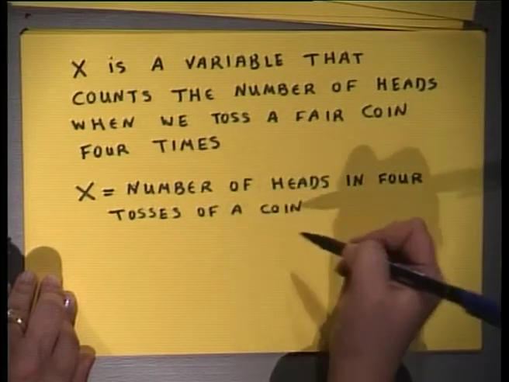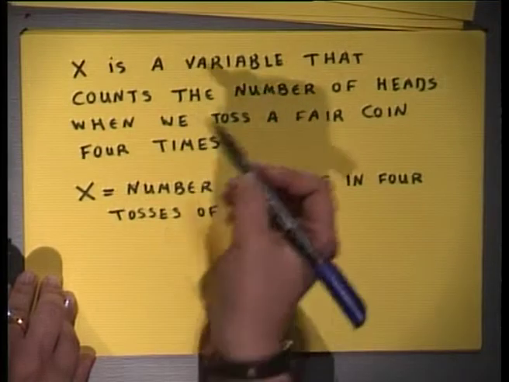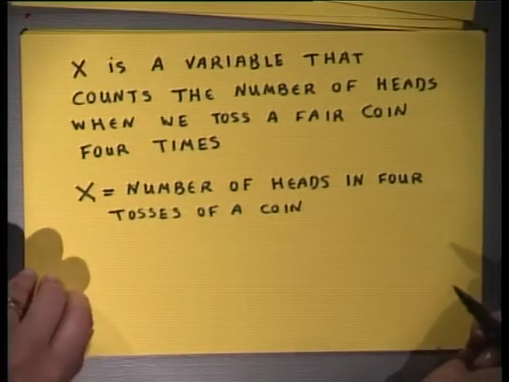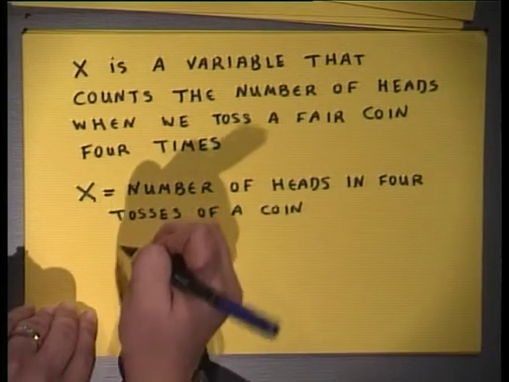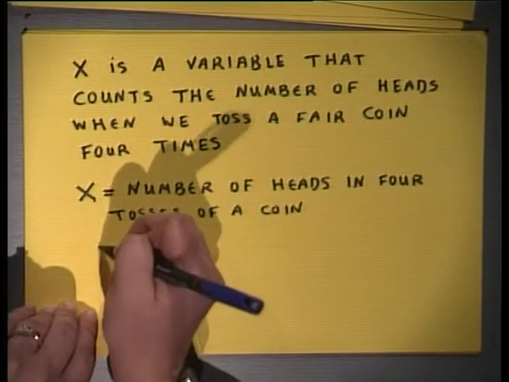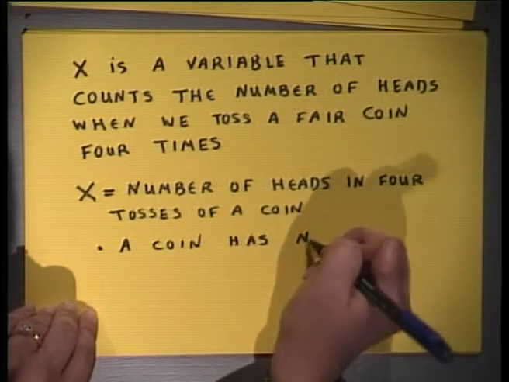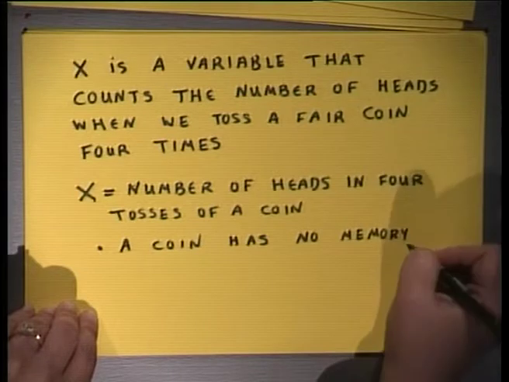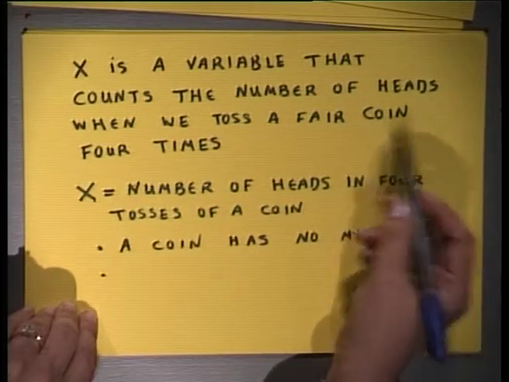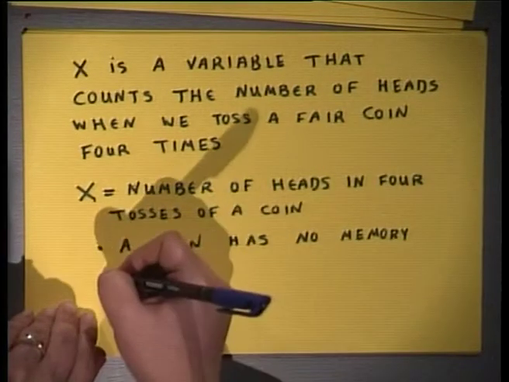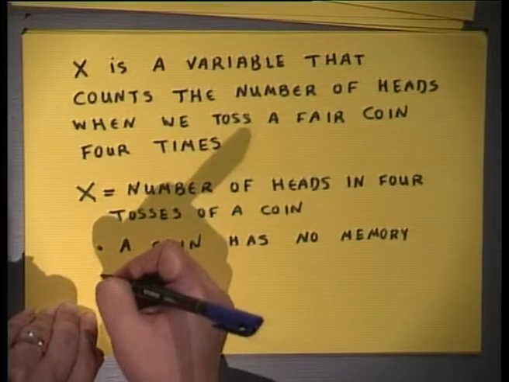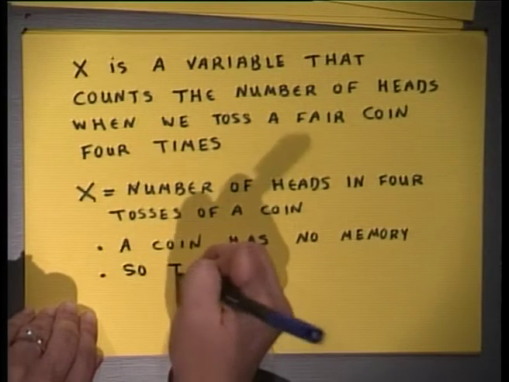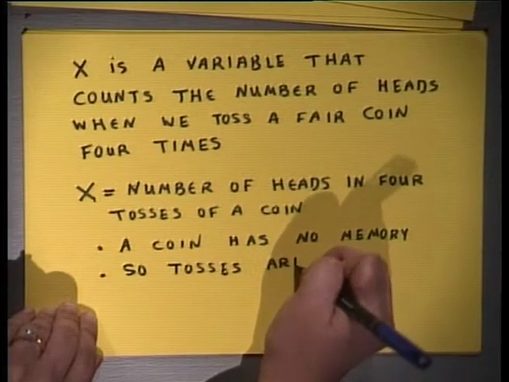Each time we have an experiment, we need to make clear what we are interested in, so we can define our random variable properly. So we know that a coin has no memory. That means that each time we throw a coin, it doesn't matter what we brought before. So that means the tosses are independent.